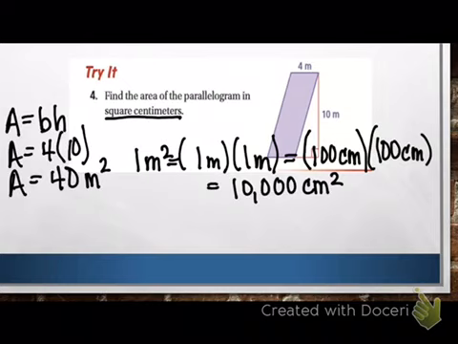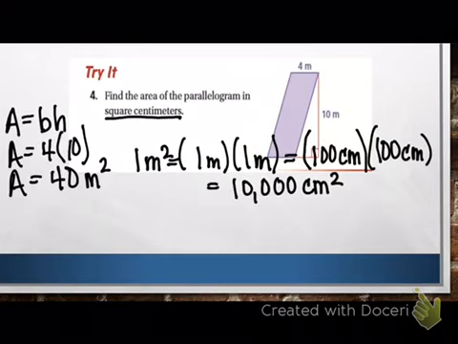Remember, find your basic fact. 1 times 1 is 1. Count up the number of zeros. I have 4 zeros in my equation. I will have 4 zeros in my answer. So my answer is 10,000 centimeters squared. That's my answer to my conversion factor.